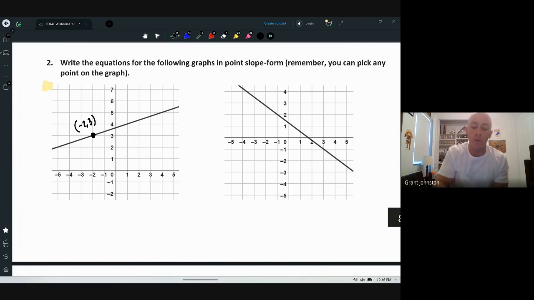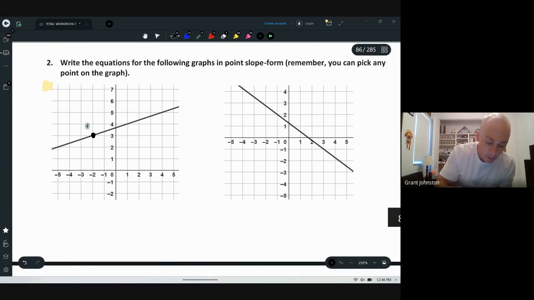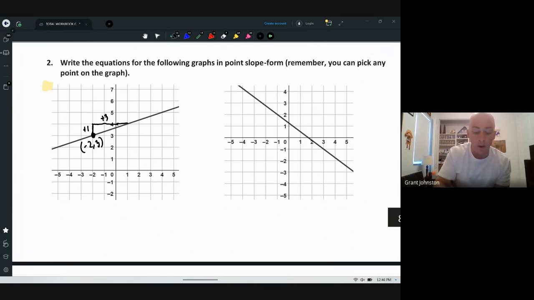Now let me also calculate the slope here. The slope is going up 1 to the right 3. It's going up 1 to the right 3. Okay, so I have a point, and my slope, my m, is 1/3.